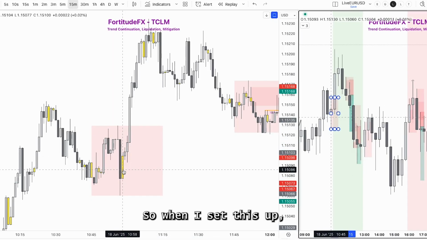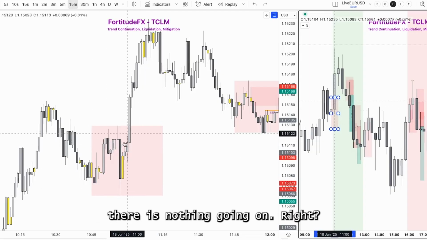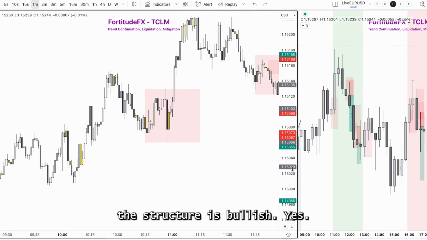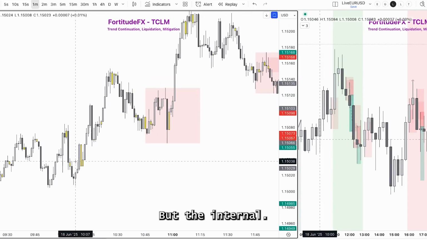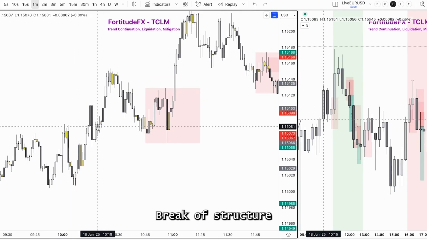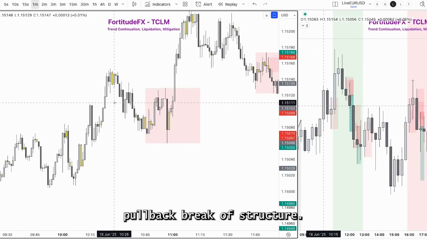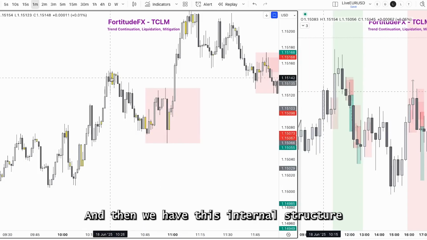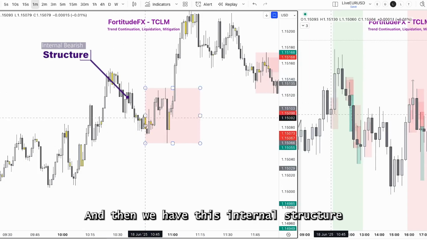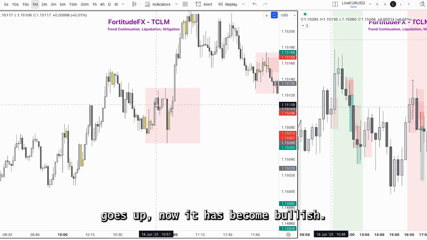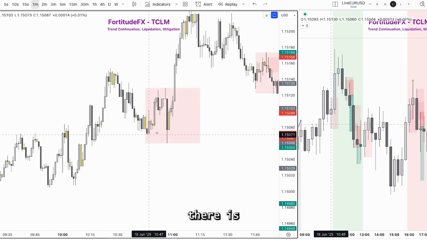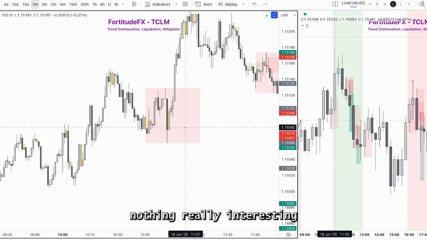So when I set this up, there is nothing going on, right? If I zoom out a little bit, the structure is bullish, yes, but the internal, so here is the structure: break of structure, pullback, break of structure. So it's a bullish structure, and this is the last low. The swing in my case is bullish, and then we have this internal structure coming in bearish, goes up, now it has become bullish, now it has swept. But for me, there is nothing really interesting or exciting that I want to trade.